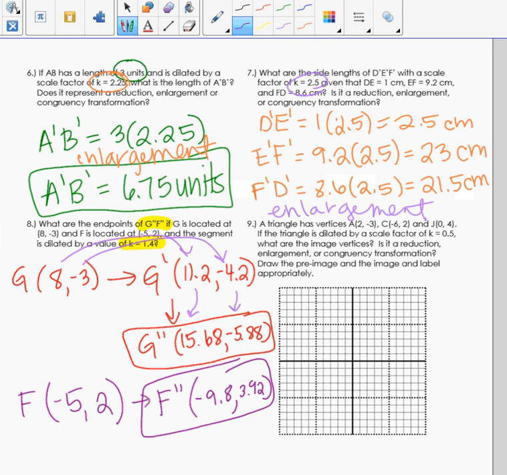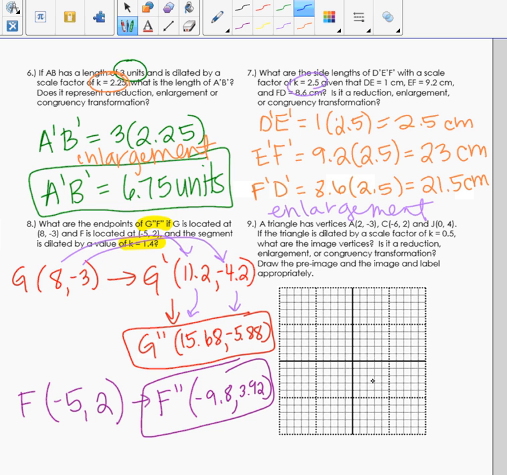All right, the last thing we're going to do is a triangle has vertices at A, C, and J. Okay, so they give you the coordinates. If the triangle is dilated by a scale factor of K equals 0.5, what are the image vertices? Is it a reduction, enlargement, or congruency transformation? And then draw in the pre-image and the image and label appropriately. So let's graph these points and label it. You guys, labeling is super important with these.